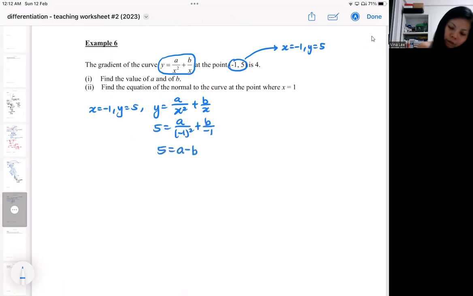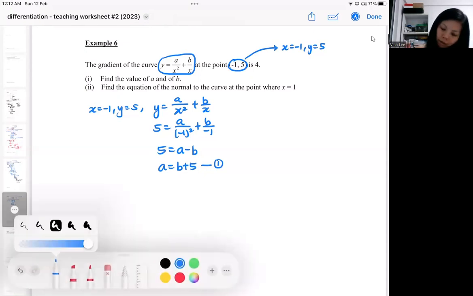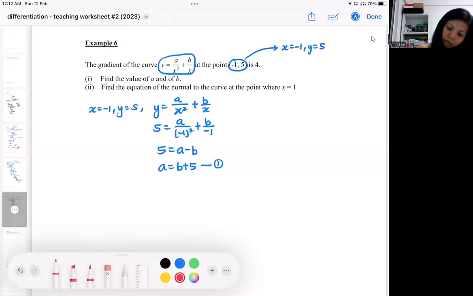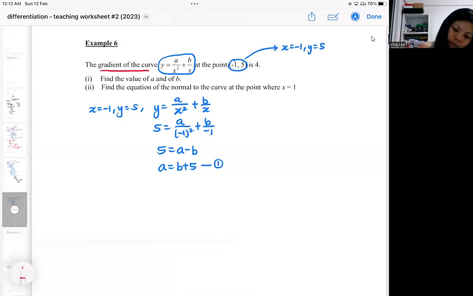And it actually gives you one equation. So some students, they can see this, okay? But some students, they will forget the X and Y idea. Okay, another one will be the gradient. So the gradient means dy dx. So they say that dy dx is actually equal to 4 when x is equal to -1.